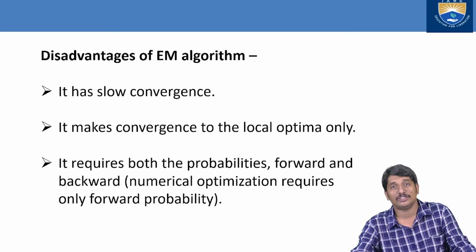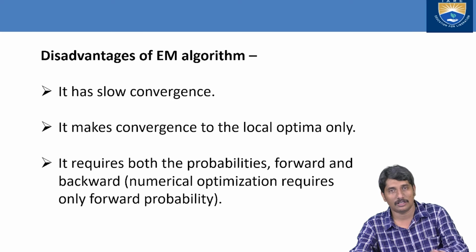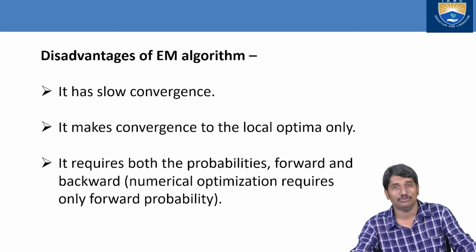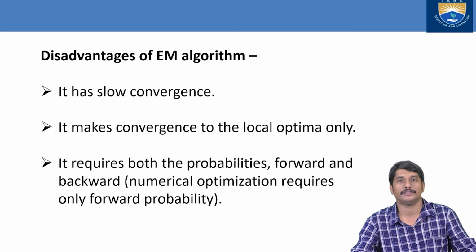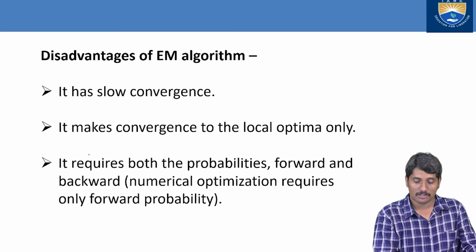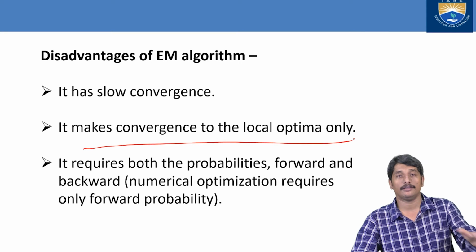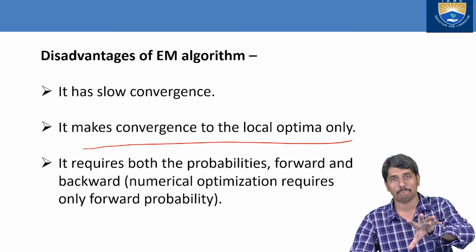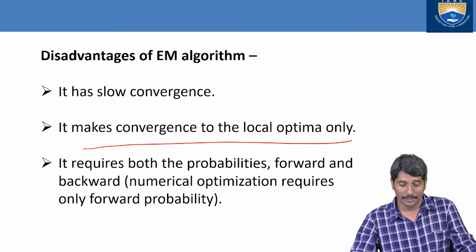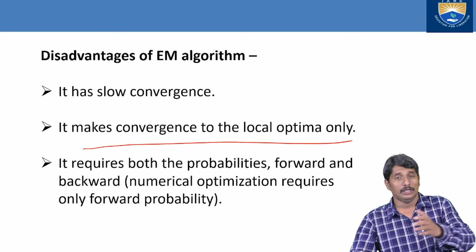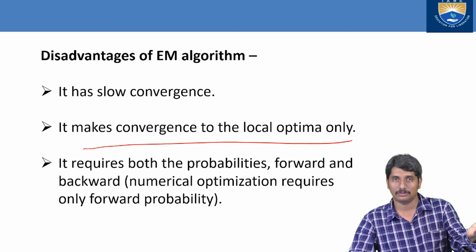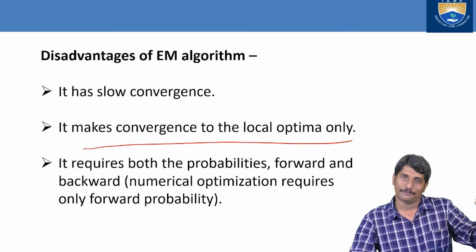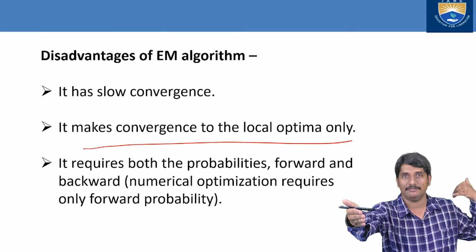What are the disadvantages of the EM algorithm? When you are applying this algorithm to find the missing data values, the convergence rate may be low. That means it may take too many steps to reach the maximum possible extent. It may take hundreds or thousands of steps. It converges to a local optimum only, and that too within the prescribed domain only. It guarantees the maximization. It requires both probabilities, forward and backward. That means the conditional probability from the preceding and the succeeding way. Both ways you have to compare.